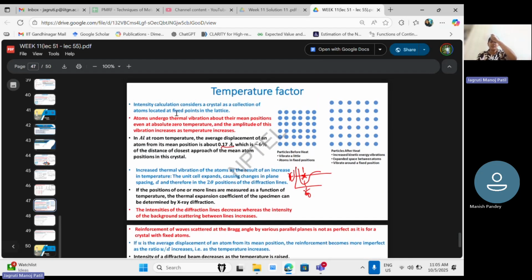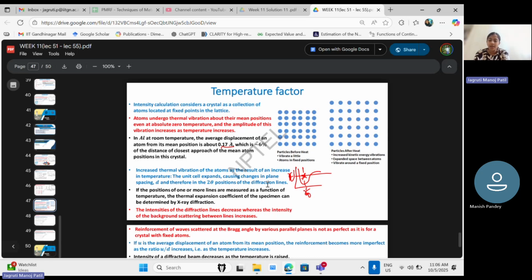Now for temperature, we know that it always affects intensity. Every atom undergoes vibration about its mean position, even at absolute zero, and the amplitude of the vibration will increase as the temperature increases. In aluminum at room temperature, the average displacement is about 0.17 angstrom, which is about 6% of the closest distance between atoms. Increased thermal vibration from increased temperature causes changes in the plane spacing d, and therefore in the 2 theta positions of the diffraction lines.